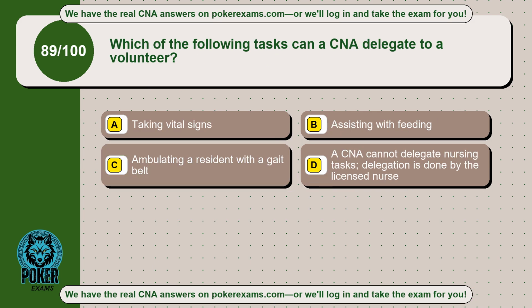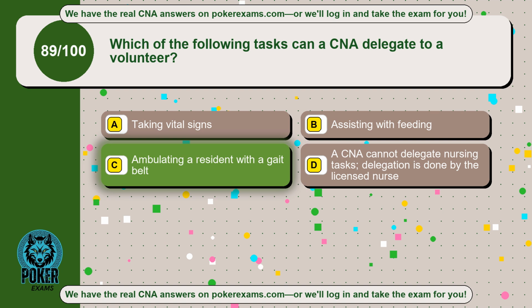Question 89. Which of the following tasks can a CNA delegate to a volunteer? Option A: taking vital signs. Option B: assisting with feeding. Option C: ambulating a resident with a gait belt. Option D: a CNA cannot delegate nursing tasks; delegation is done by the licensed nurse.